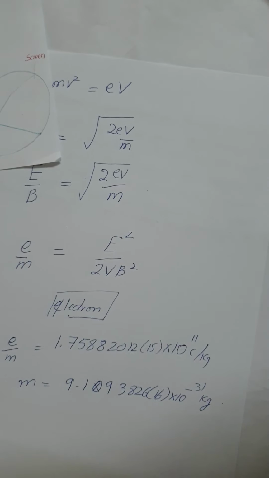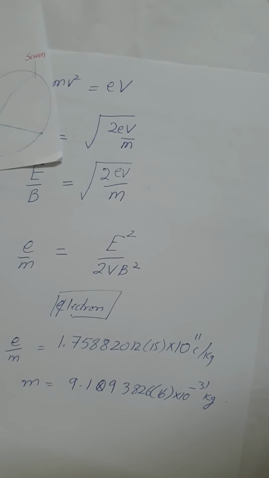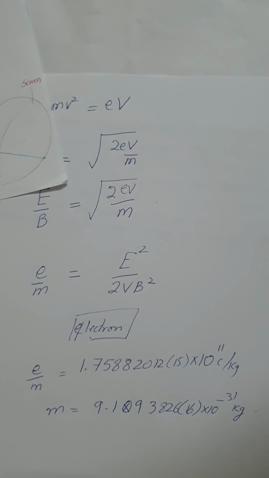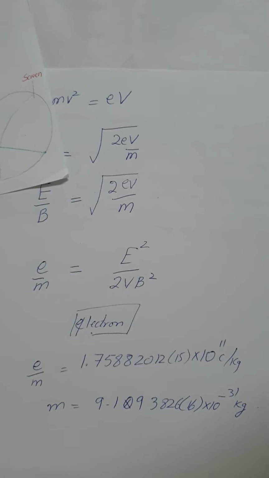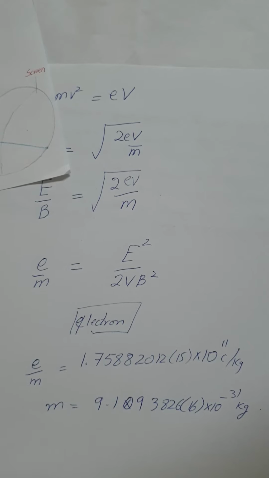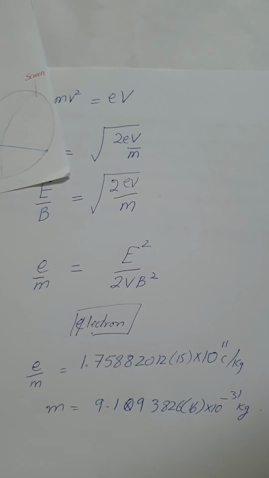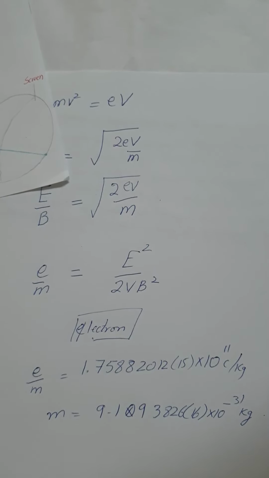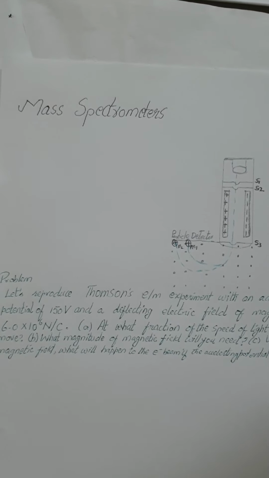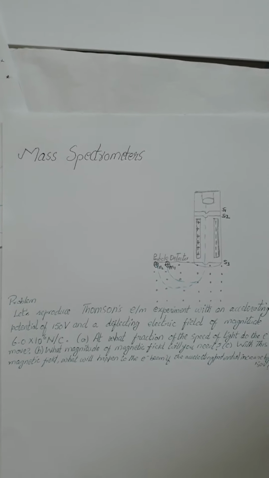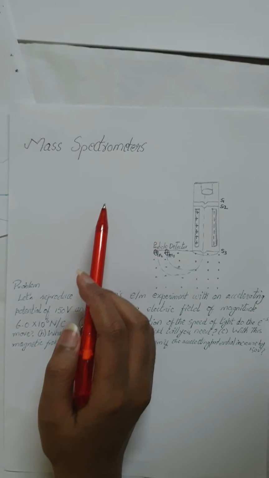So similar to this Thomson's e/m experiment, some techniques can be used to measure masses of the ions, and then atomic and molecular masses can also be measured. So in 1919, Francis Aston, a student of Thomson, built the first of a family of instruments called mass spectrometers.